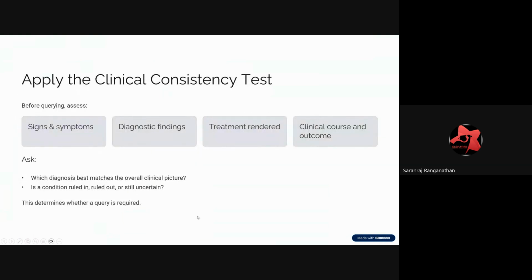Then apply the clinical consistency test. This clinical consistency test is nothing but a flow chart. First, the patient should have some signs and symptoms. Then we need to go for the diagnostic findings. Then we need to check what kind of treatment I can provide. Then after treatment, what is the final outcome? So this is a step-by-step process.